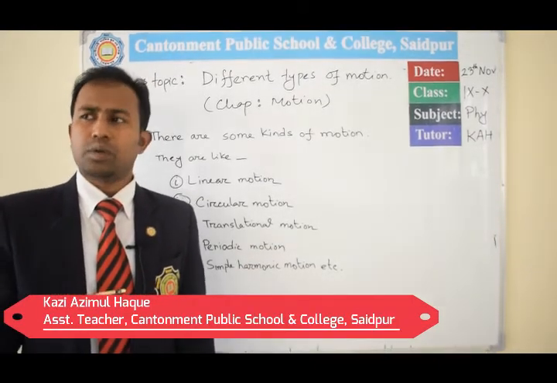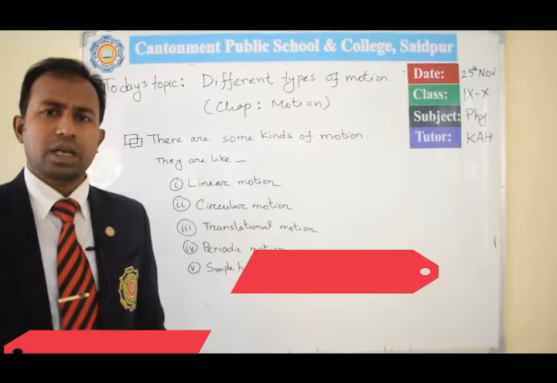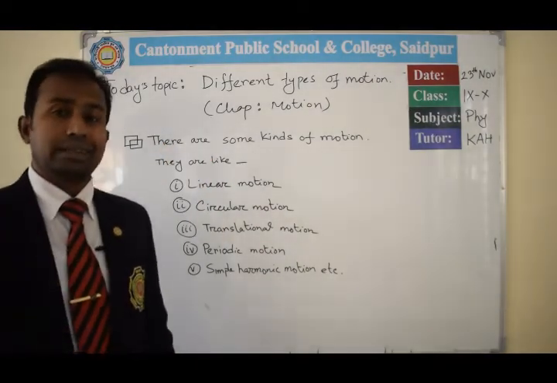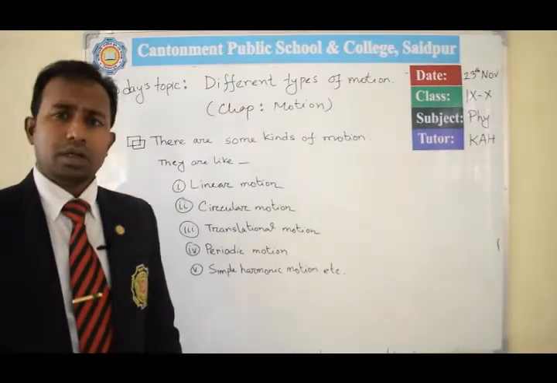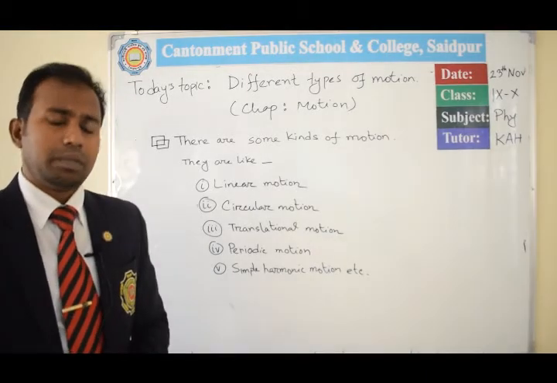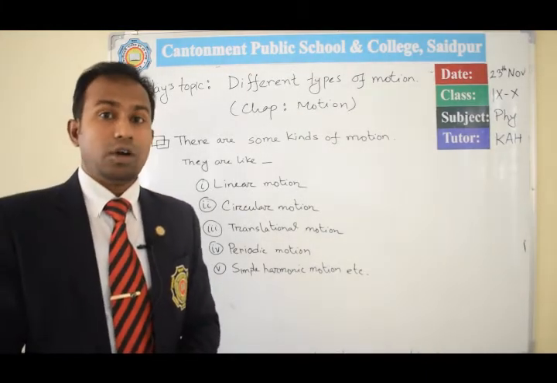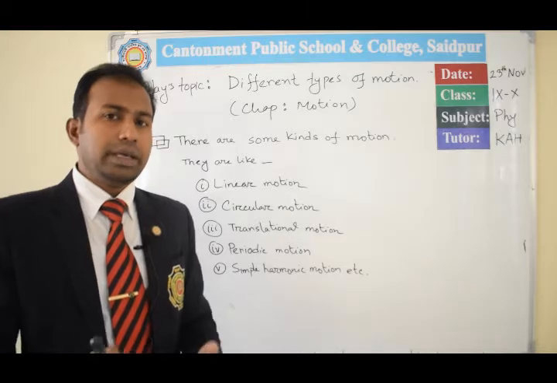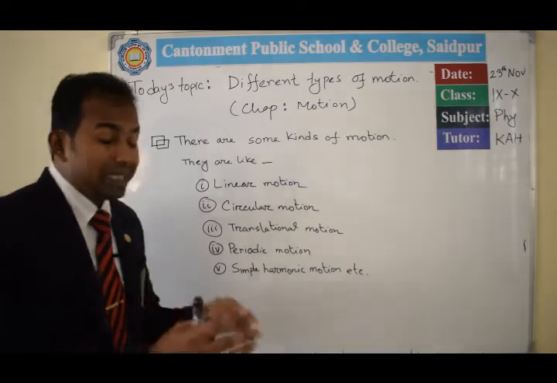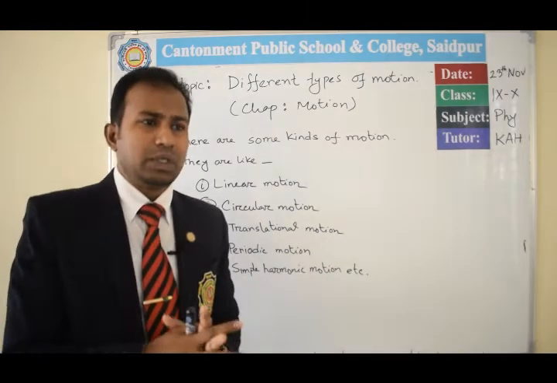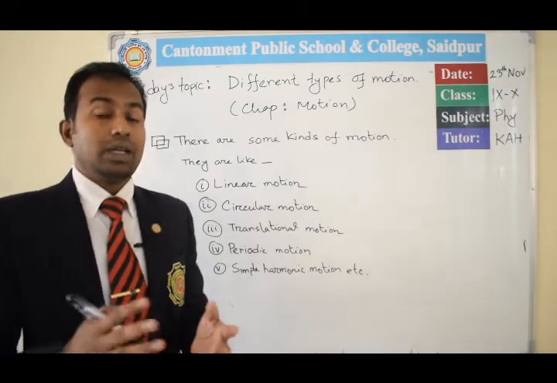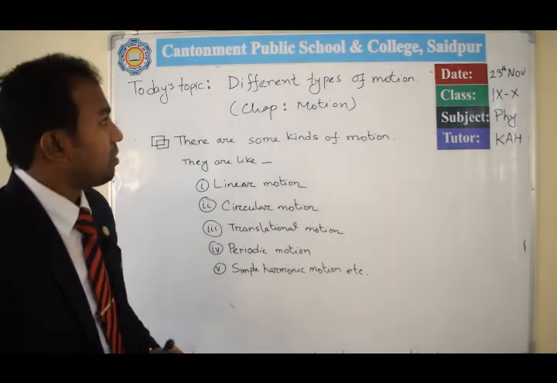Today we are going to learn about a very new chapter of physics. The name of the chapter is motion, and the topic we are going to discuss is different types of motion. We know there are different kinds of motion on the earth. We see it, we observe it, but we have not actually learned it. If we learn what the differences between these motions are, we can clearly understand it. So today we are going to learn different types of motion.